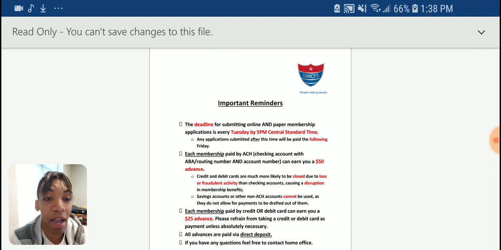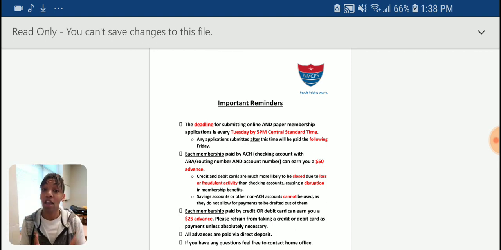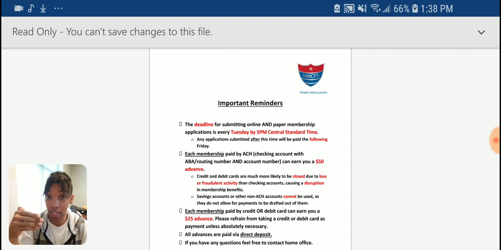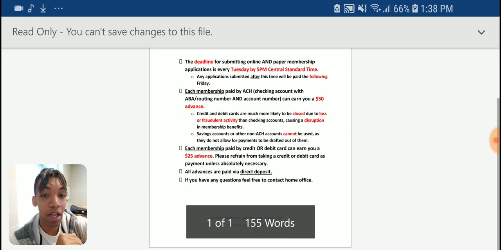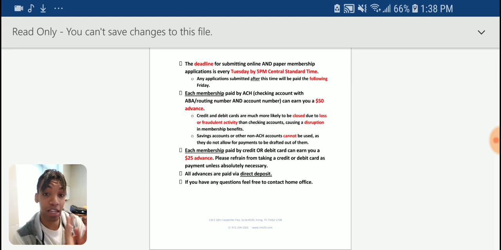Each membership paid by a credit card or debit card can earn you a $25 advance. So either way, once someone signs up for the benefits, you're going to be paid something, whether that's the $50, which is the most prevalent, or the $25, which is the least prevalent and which we really try to steer clear of. The company, I hear, is talking about getting rid of credit cards altogether, so the only way to pay is through your banking account, routing number, and checking account number. But if someone does sign up with a credit card, you'll still be paid a $25 advance, which is still pretty good. You can think about it like $25 an hour.